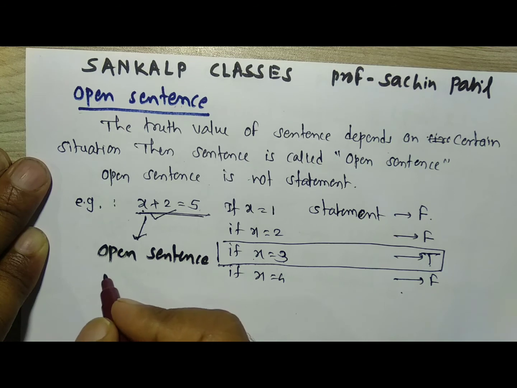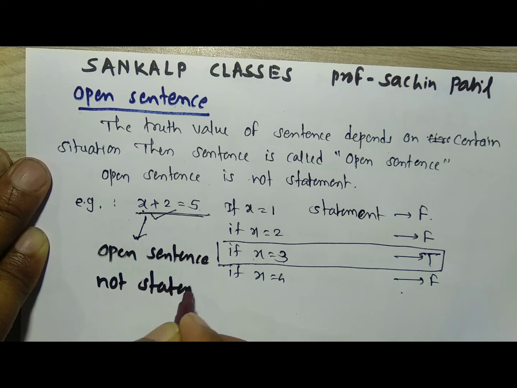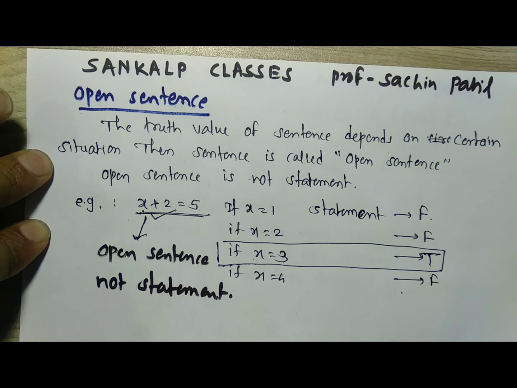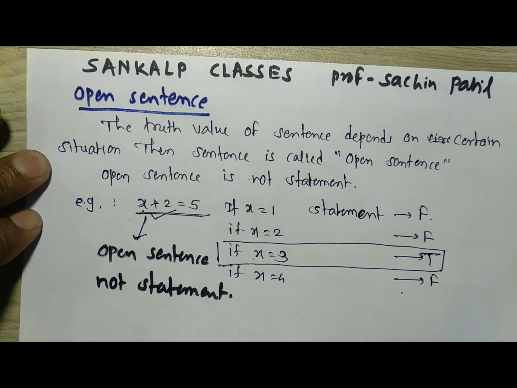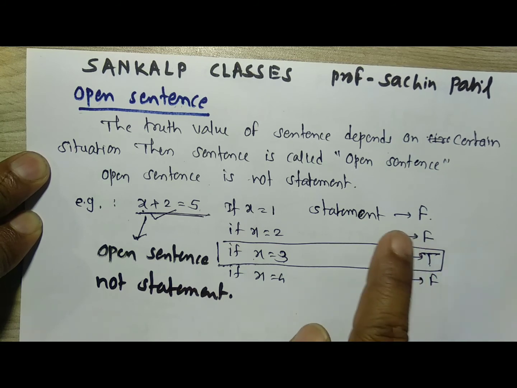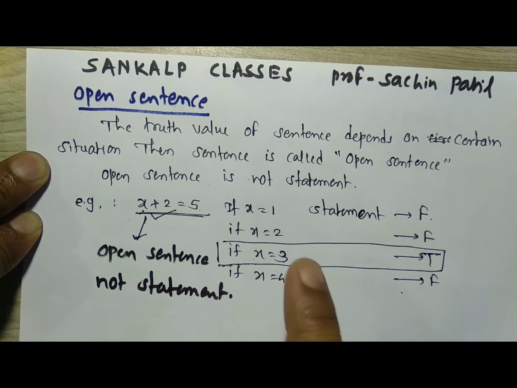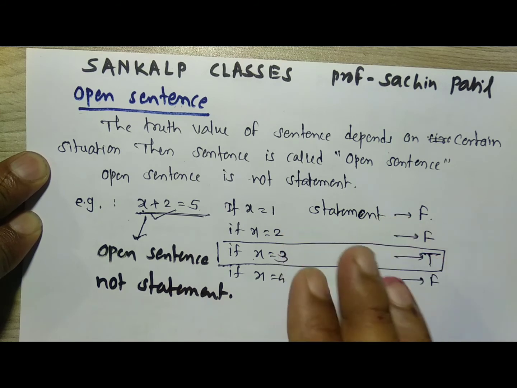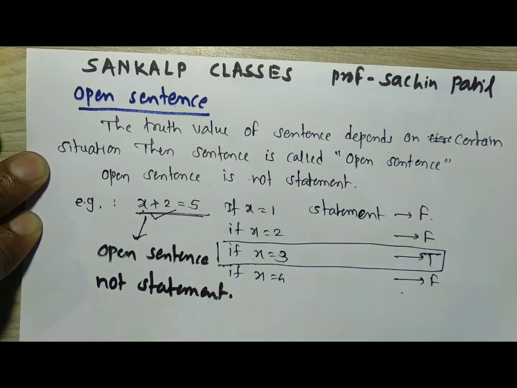And this open sentence is not considered a statement. That means, what is a statement? Once again, a statement is nothing but a sentence having the truth value true or false, not both simultaneously. Here, an open sentence can have the truth value true or false depending on a certain condition, and therefore it is called an open sentence.